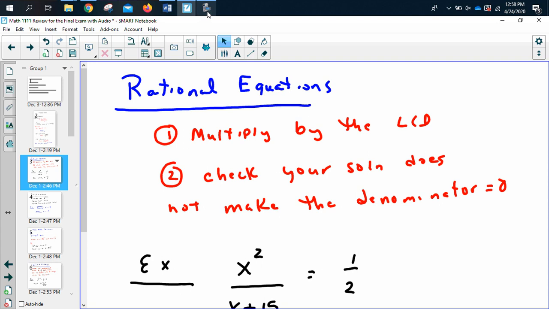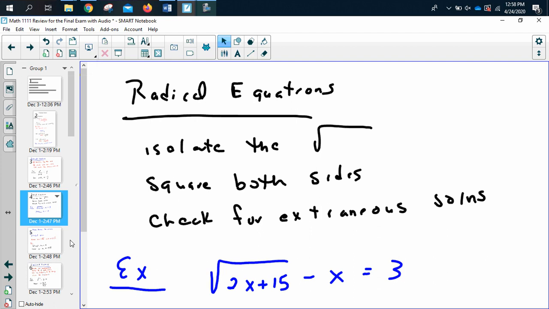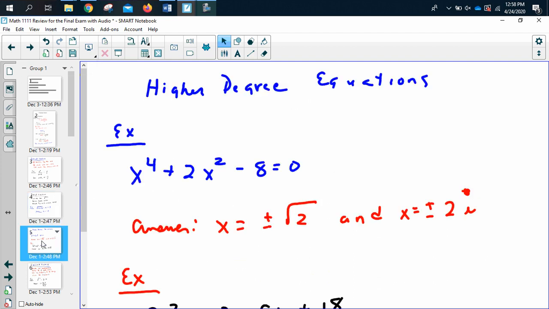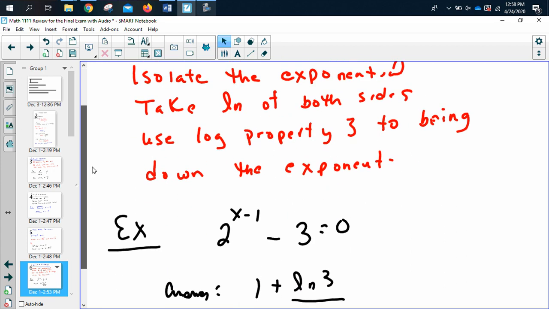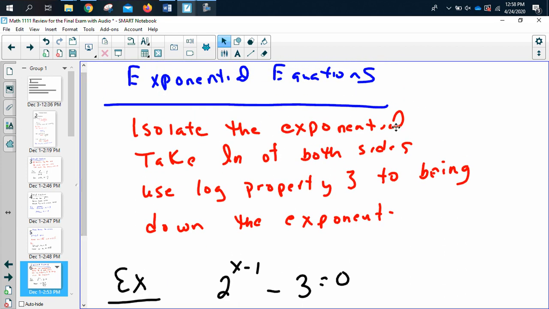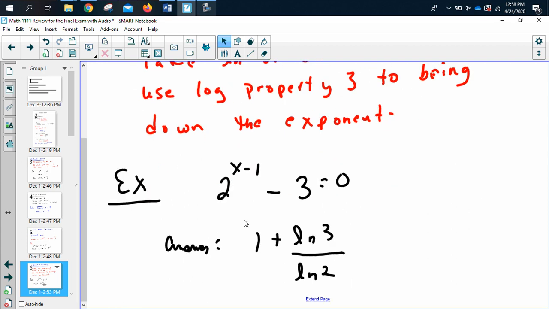And then we've got rational equations. So you would multiply by the LCD and check that your solution does not make the denominator equal to 0. I think I already had covered that. Higher degree equations, already covered that. Exponential equations, you want to isolate the exponential, take the natural log of both sides, and use the log property to bring down the exponent. Here is an example with the solution.